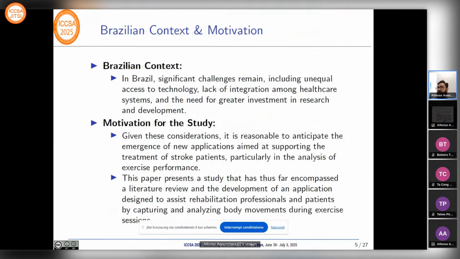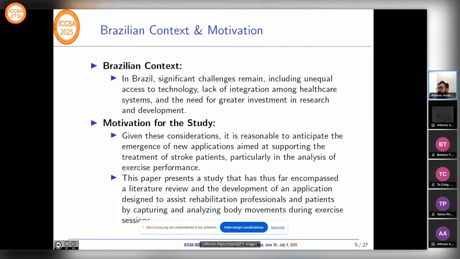In the Brazilian context, I don't know what you know about Brazil. I see we have Brazilians here today and a lot of Portuguese native speakers, but Brazil is a really huge country, and stroke is a problem there also. So significant challenges remain, including unequal access to technology. We have a huge country, and the technology doesn't reach everybody. You have a lack of integration among healthcare systems and the need for greater investment in research and development.